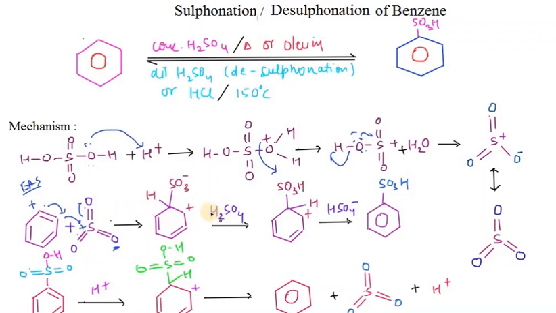Now we have a lot of H2SO4 here, so this SO3 takes the hydrogen from it, so it is HSO3 and H over here. Now we have an HSO4 minus, which is going to take hydrogen from here, and it gets a negative charge and forms benzene. So again, we are forming benzene sulfonic acid here.